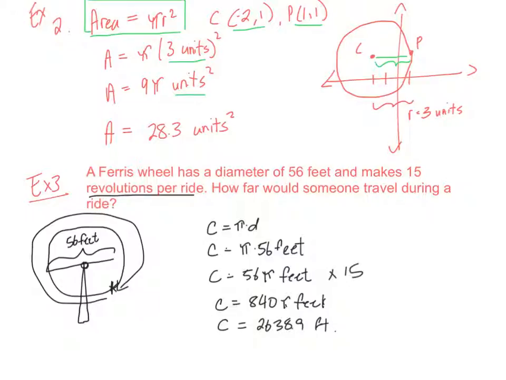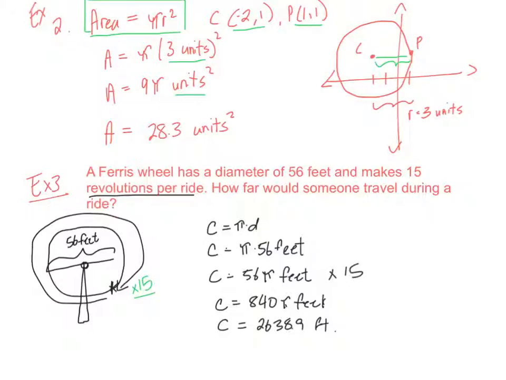The last question was this kind of Ferris wheel question, where basically, we take a circle and we describe a situation. It's like a story problem. So we have a Ferris wheel, has a diameter of 56 feet, makes 15 revolutions per ride. And all that means is in one ride, you're going to go around 15 times, okay? So if we find the circumference, which is 56 feet times pi, well, that's the distance you travel in one revolution.